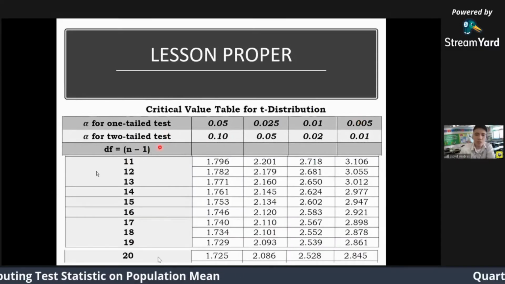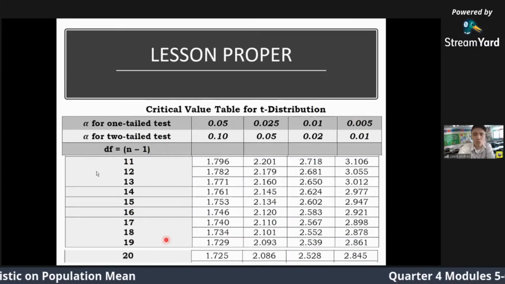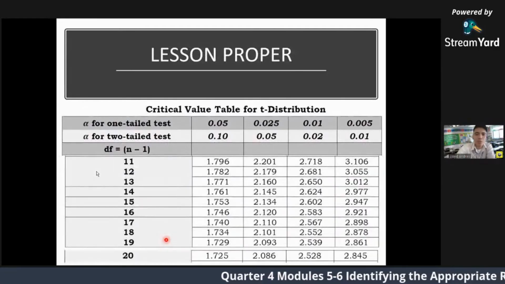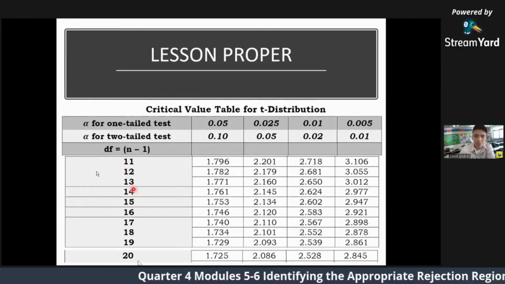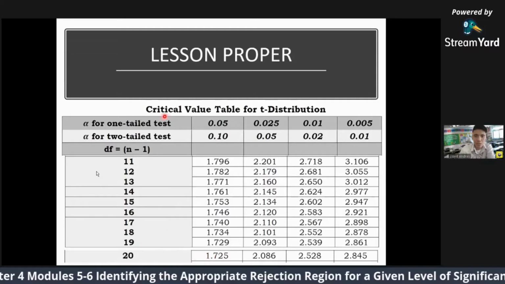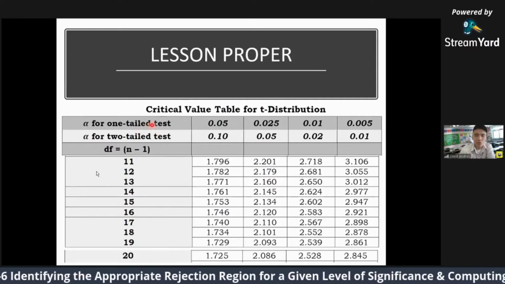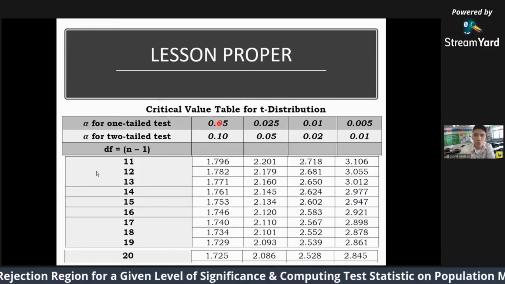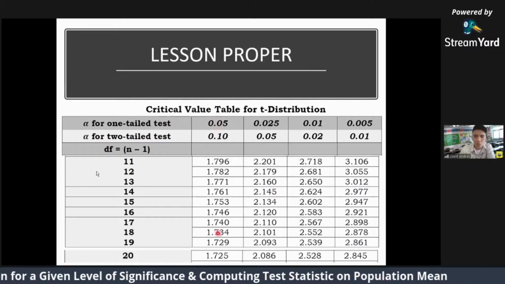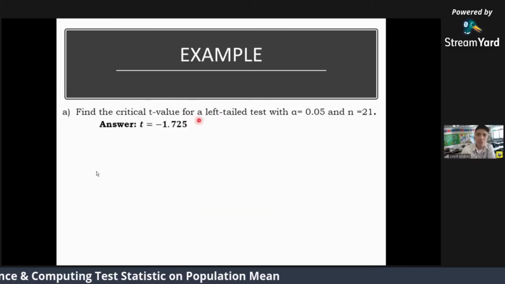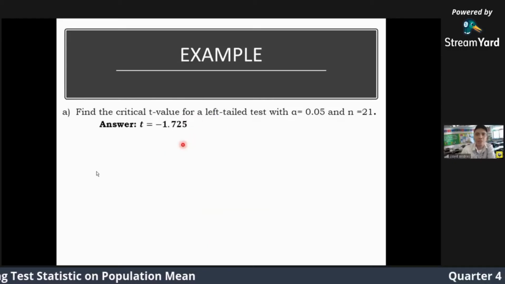Nara si 20, tapos left-tailed ga 0.05. 20, nara. Tapos left-tailed, nara. Left-tailed, so left-tailed meaning one tail ra siya. 0.05. Tapos 20 man. Ato ka kay 20. 1.725. Tapos negative again because left-tailed siya.